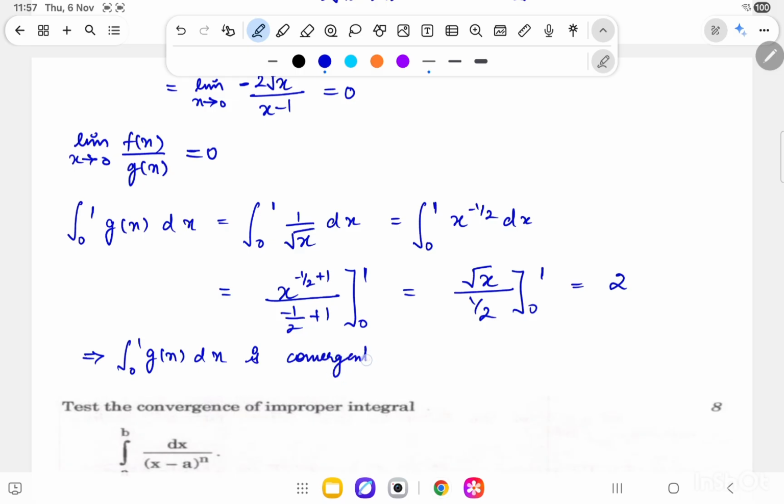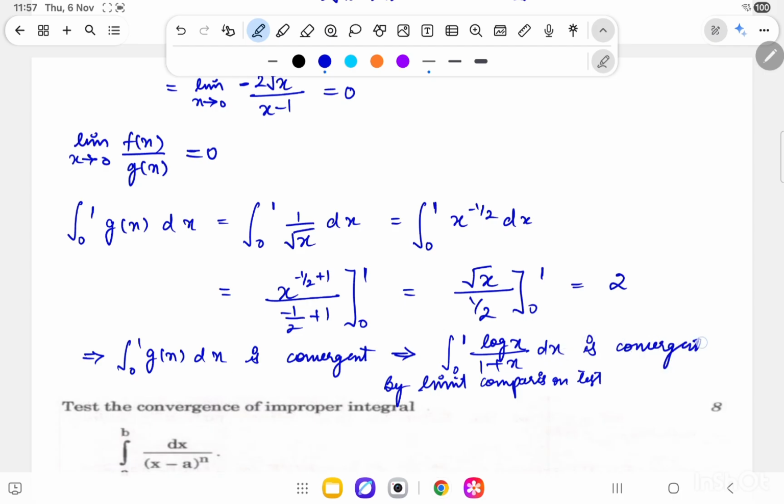And from here, by the limit comparison test, I can conclude that my integration from 0 to 1 of log x by 1 plus x dx is convergent.